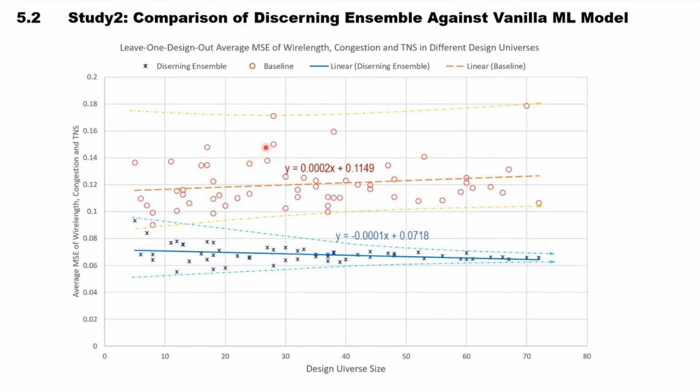The result produced this very interesting plot that exposes the fundamental difference between the baseline approach, which combines all the training data directly into one data frame, and our discerning ensemble approach. It is obvious discerning ensemble has a smaller error range and a decreasing mean square error as more designs are included in the design universe.